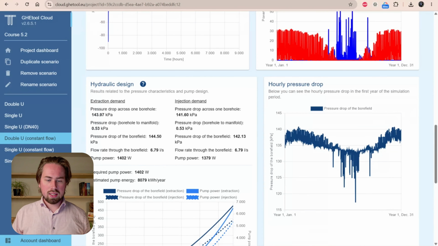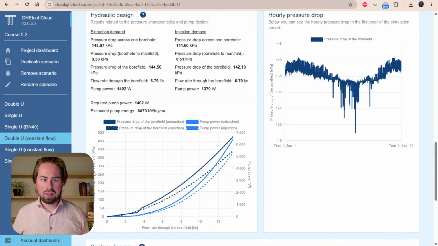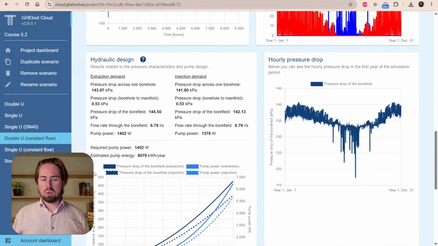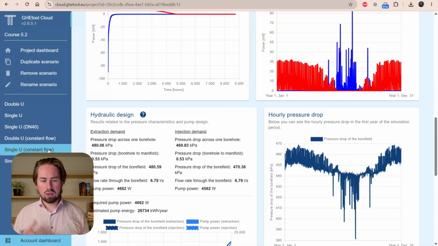And if we compare this 8,000 kilowatt hours to the total electricity need, it's in the same order of magnitude. So that's actually not a very good thing. Our pump is just consuming way too much electricity. So in this case, please use a variable flow rate frequency controlled pump, because it will save you a ton of money when operating the system. If we go to a single U, the situation is even worse. We go to 26 megawatt hours of electricity consumption for a circulation pump, which is absolutely not what we want.